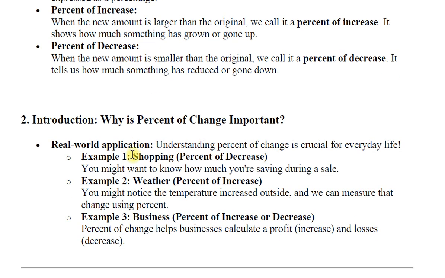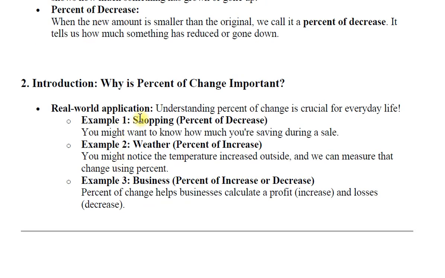So, why is this important? The first thing is we want to make sure that the work that we're doing is something that we can actually apply to real world situations. So, a real world example of a percent of decrease is, let's say we go to the store, we go buy a pair of shoes, and we see that it's on sale. So if it's on sale, then that means that the price is less than the original, which means that will be a percent of decrease.